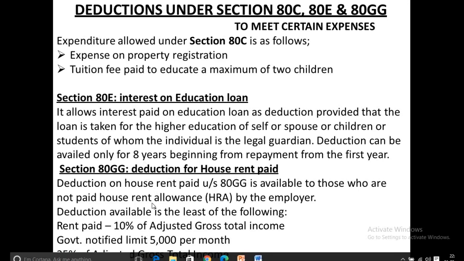Next, 80GG. 80GG is for deduction for house rent paid. This is allowed to the assessee who is not receiving HRA from the employer or company and is residing in a rented house. He can claim deductions under section 80GG. Under this category the amount of deduction will be the least of the following 3 conditions: rent paid minus 10% of adjusted gross total income, the government notified limit of 5,000 per month, and 25% of gross total income. Whichever is least will be allowed as deduction under section 80GG.